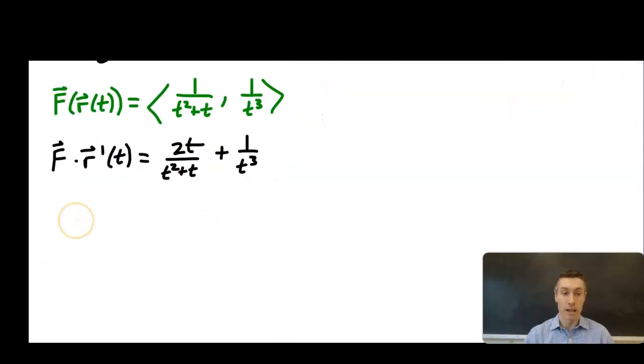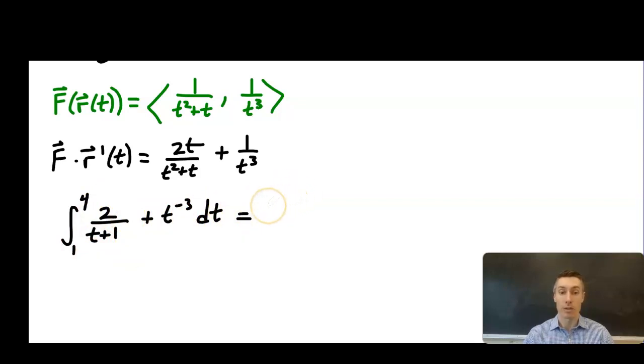So then we can say we have the integral from 1 to 4 of 2 over t plus 1 plus, I'll write this as t to the negative third just for integration purposes. So that first term is a natural log type integral, so 2 natural log of the absolute value of t plus 1. And then here we'd have t to the negative second divided by negative 2, so minus a half, evaluated from 1 to 4.